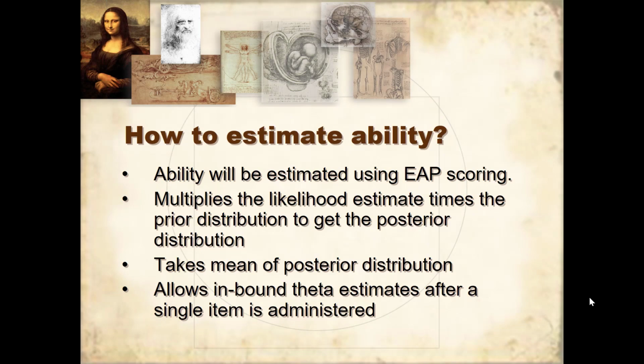We haven't gotten into it too much, but the Bayesian methods will let you score and get a theta estimate even for a single item. Now, obviously, it's not a very good theta estimate, but it doesn't run off to infinity like it did in the exercise we did in class with basic maximum likelihood.